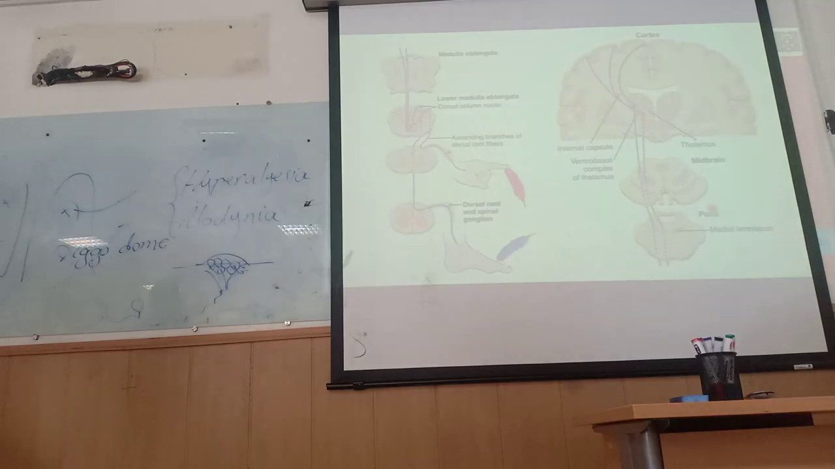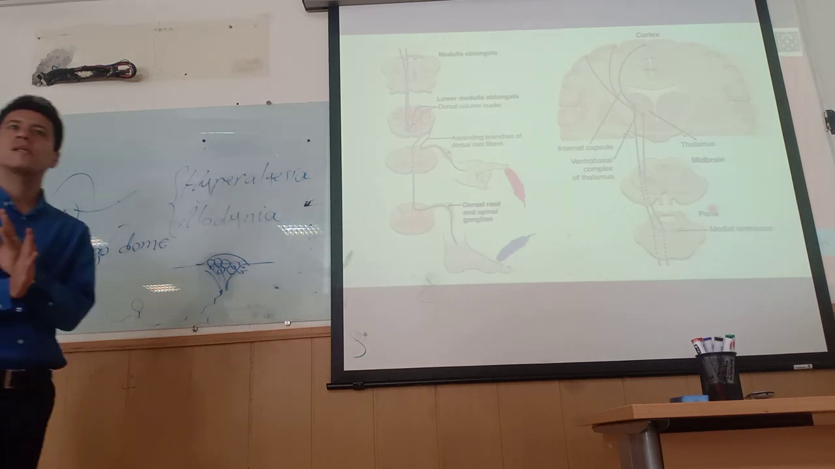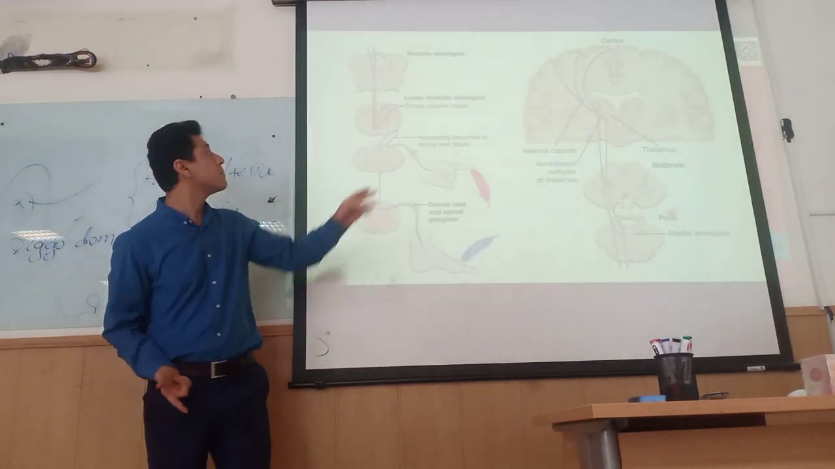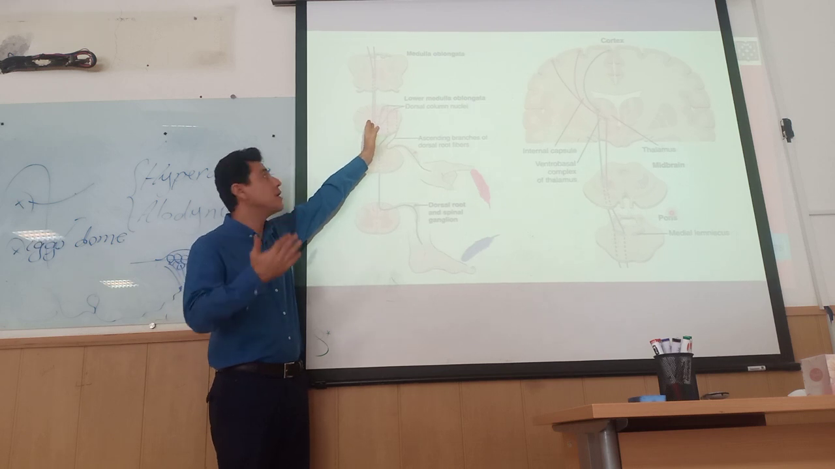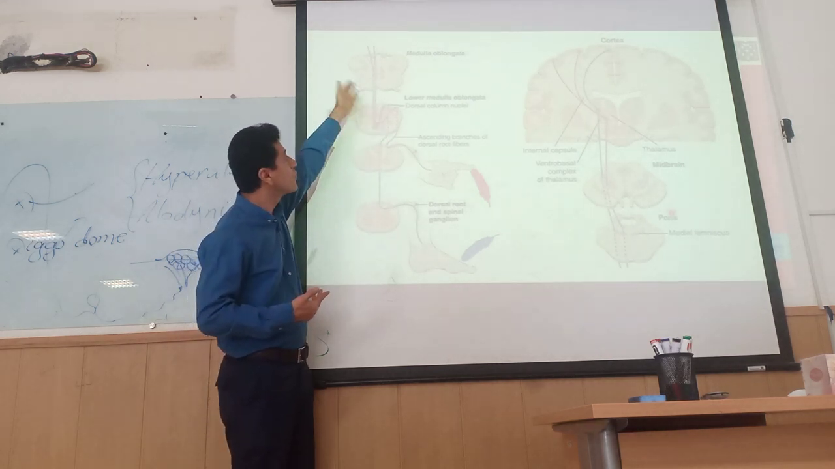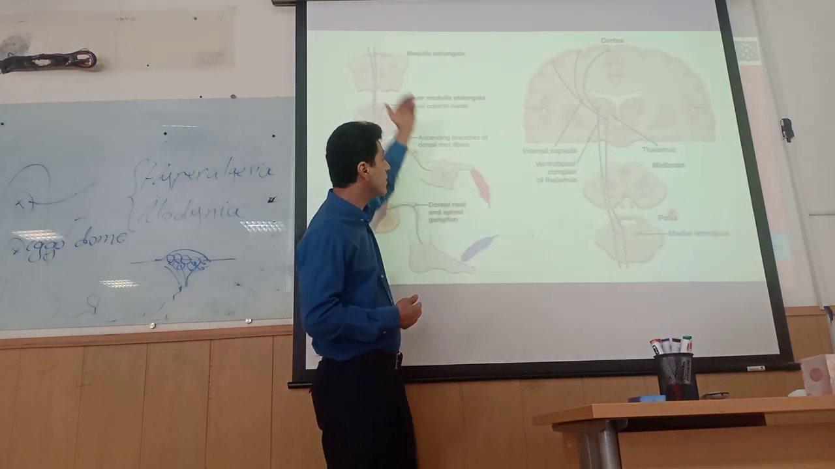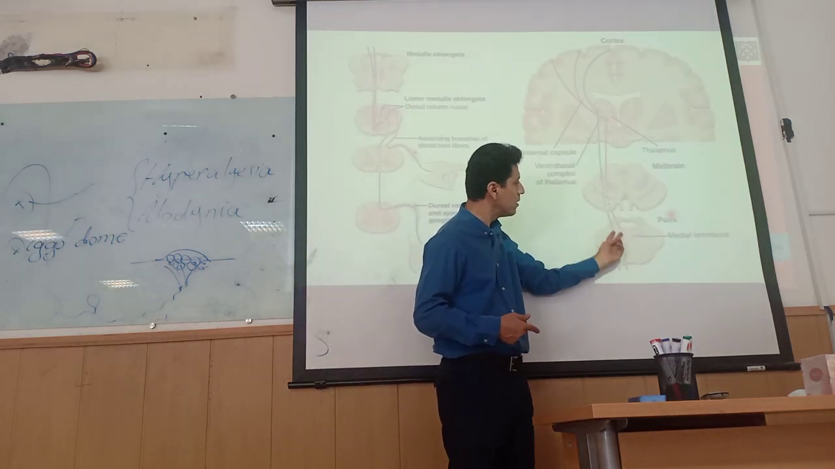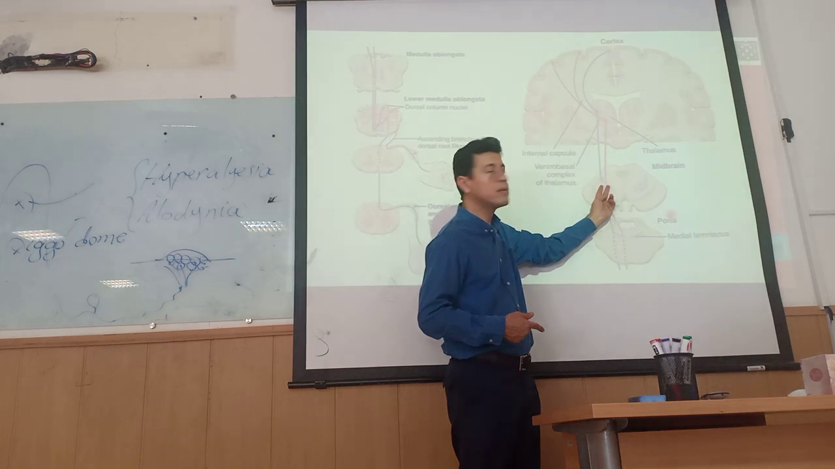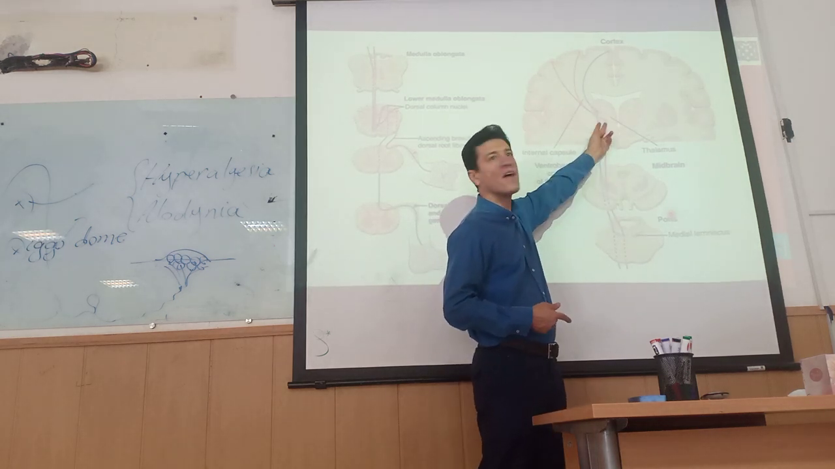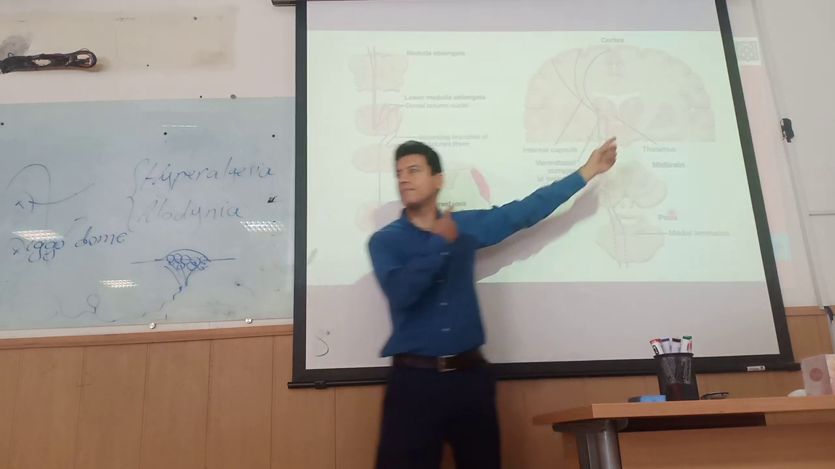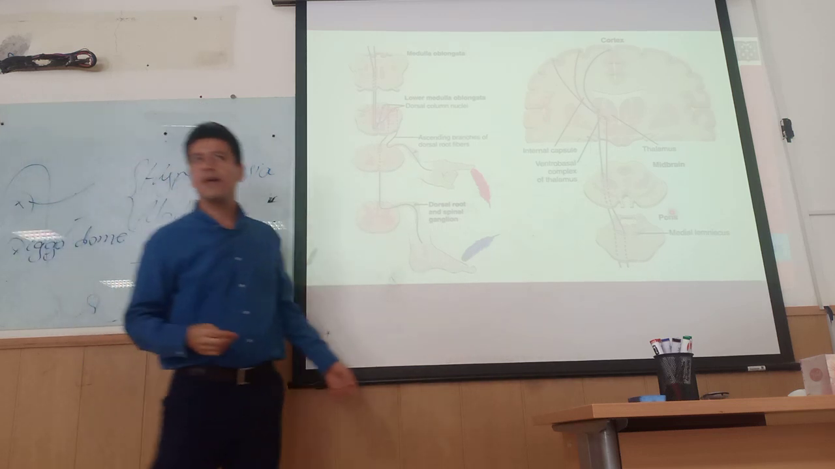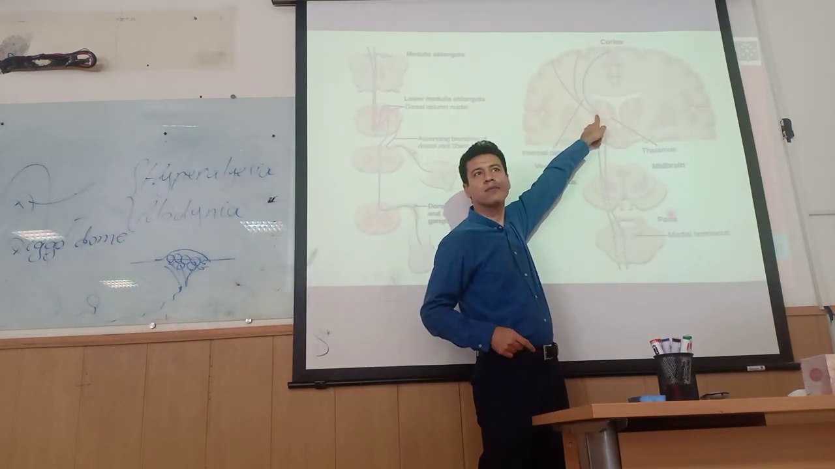Axons of these nuclei cross to the opposite side, right? And then ascend in the medial lemniscus. So the second order neurons go up. They go up through the medulla, pons, midbrain, then reach the thalamus. So the second synapse is in the thalamus. The third neuron is in the thalamus.